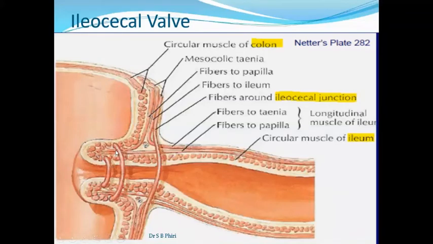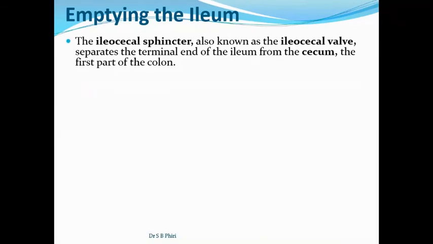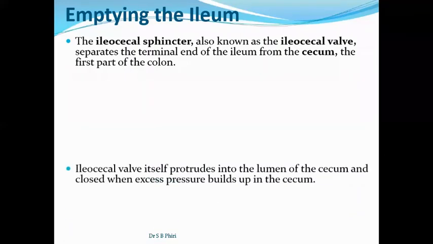Okay, so this is more of anatomy. We're interested in the physiology. So emptying of the ileum is the first thing because chyme has to move from the ileum into the cecum. The ileocecal sphincter, also known as the ileocecal valve, separates the terminal end of the ileum from the cecum, the first part of the colon. So what is separating the two is the ileocecal valve. It's found between the ileum and the cecum.